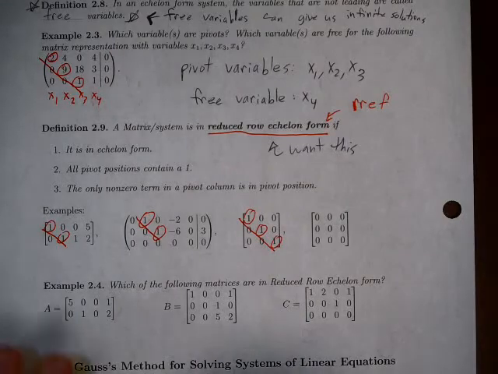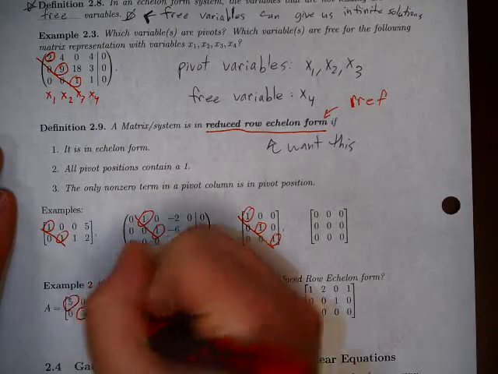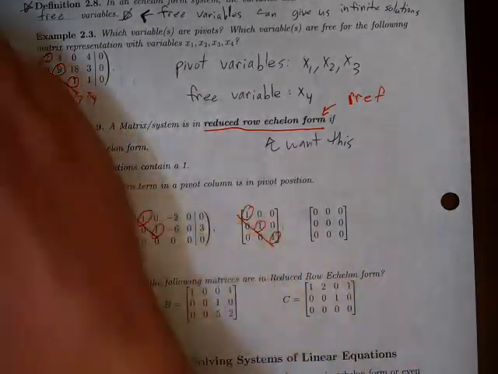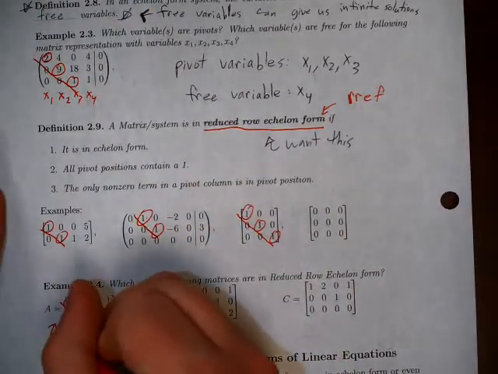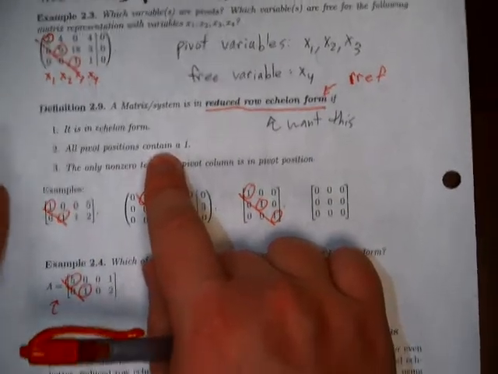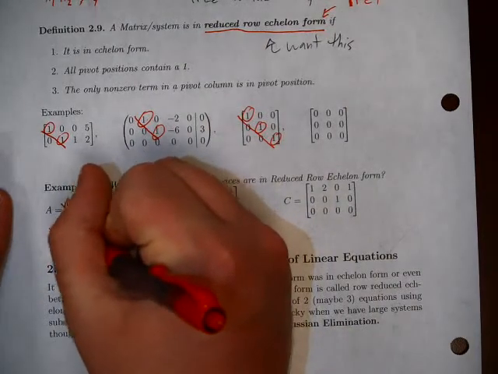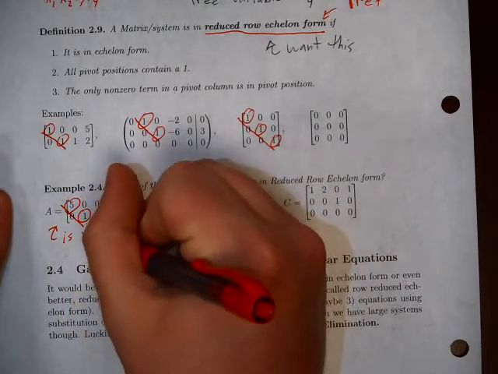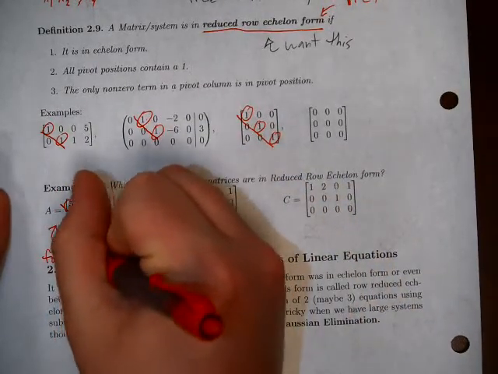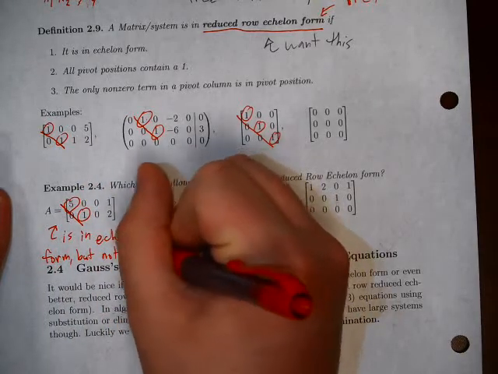Alright, assuming we're all back, first we need to identify our leading terms. This 5 and this 1. This is in echelon form, which is great. However, we have a 5 in this pivot position, and we need to make sure it's a 1 instead. So this is in echelon form, but not reduced row echelon form.